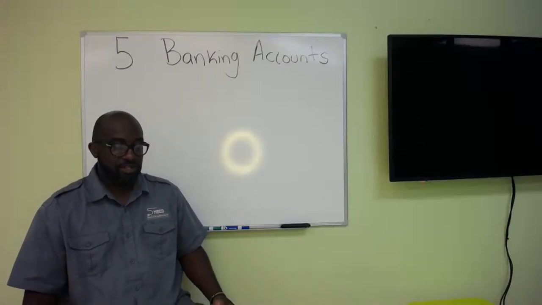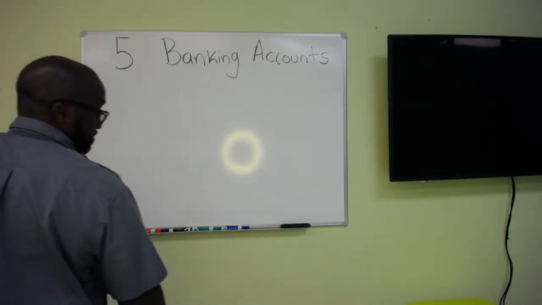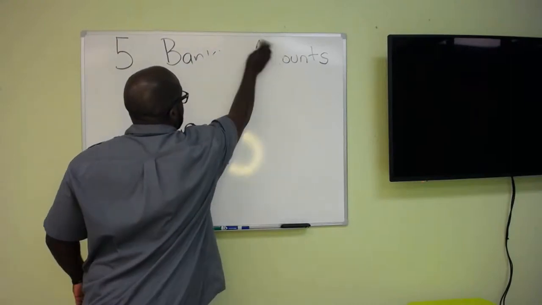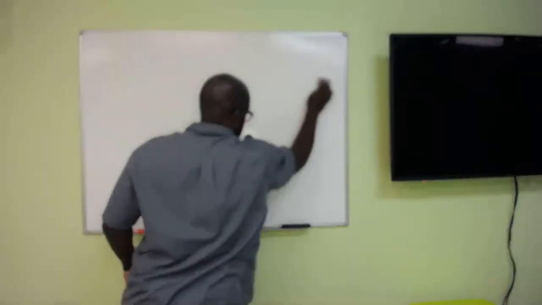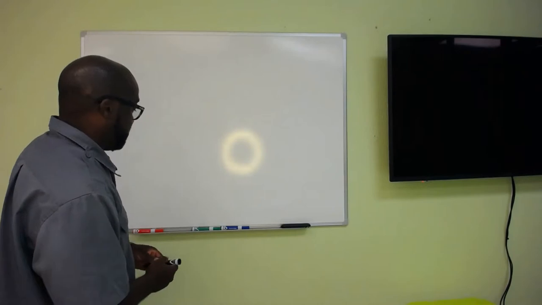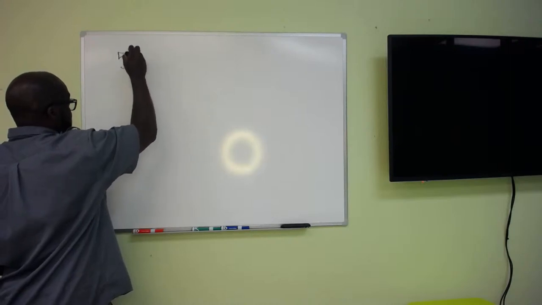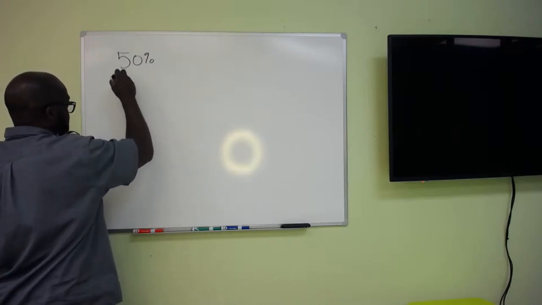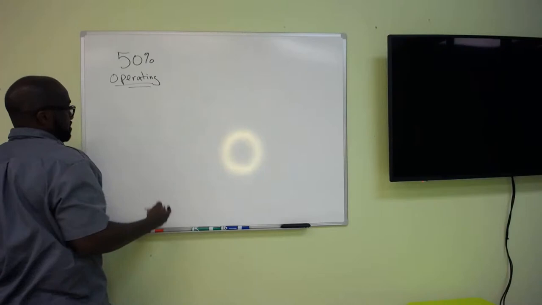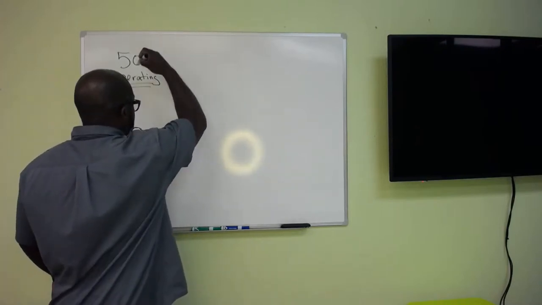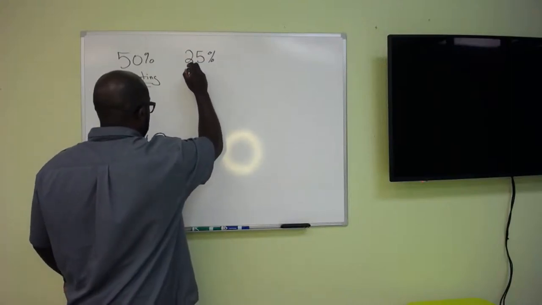So we'll go ahead and get started and show you how I do my banking accounts. This is how I do my banking accounts right here. I'm going to go ahead and erase this. If you come to my Applies Bootcamp, I'm going to tell you what you need to do. You need to set up five banking accounts once you leave here. You're going to have what we call 50%, and this is going to be your operating account. Y'all have to forgive my spelling, because I'm not a good speller. That'd be 50%. You're going to have 25%, and this is what we call our owner's pay.